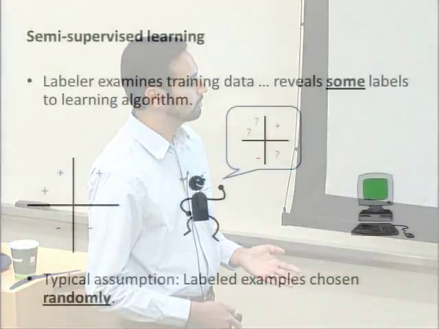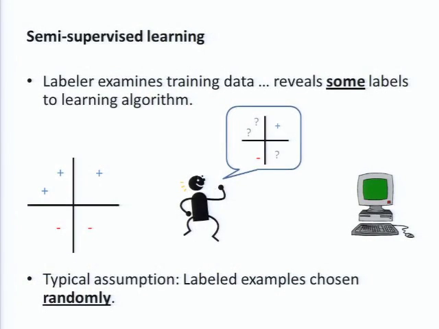Now, a question that immediately comes to mind is, how are the examples selected to be labeled? In most analyses of semi-supervised learning, and the way most algorithms are derived, it is assumed that the examples to be labeled are chosen randomly and usually uniformly at random. That is, the unlabeled data and the labeled data are drawn independently from the same distribution.